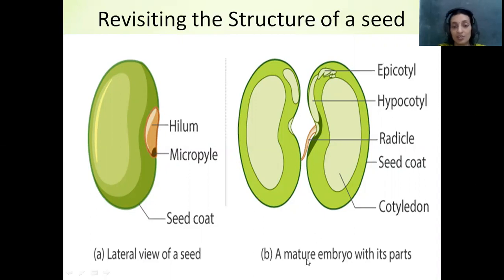The other picture is a mature embryo, the tiny baby plant inside the seed. The upper part is called the epicotyl. The medial part is the hypocotyl. And this part joins the epicotyl and the radicle with the cotyledon. The radicle is the part which develops into a new root. The seed coat protects the seed, and the cotyledon is the reserve food for the tiny baby plant embryo.